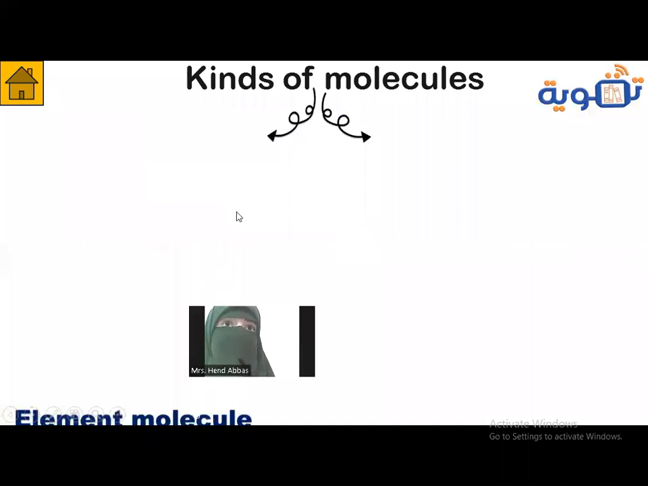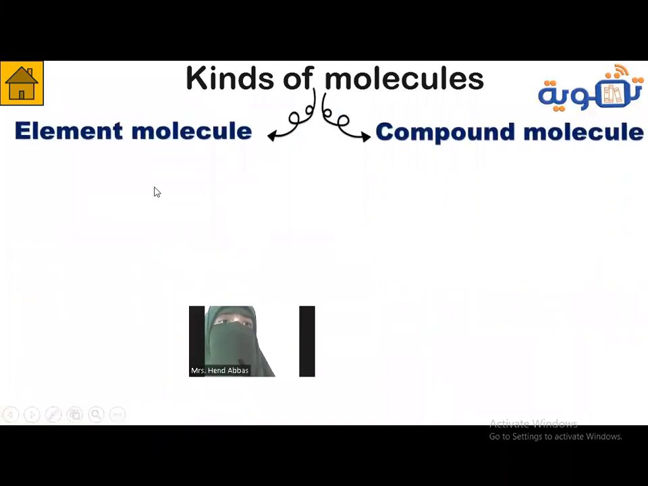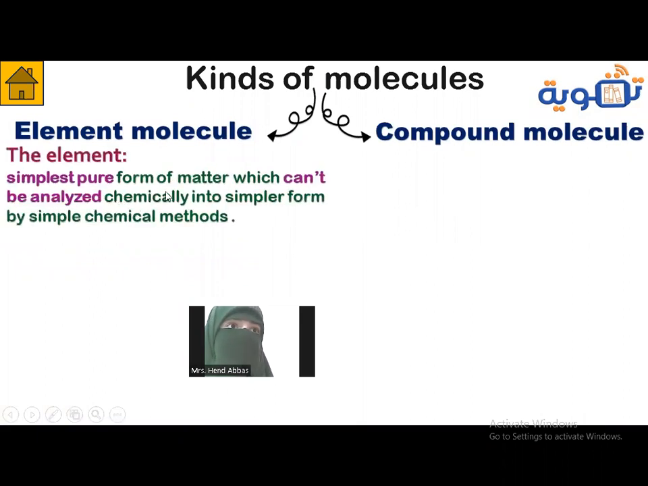We have two types of molecules, element molecule or compound molecule. Element molecule, what is an element first? It's the simplest pure form of matter, which can't be analyzed chemically into a simpler form by simple chemical methods. In the element molecule, we have two types, monoatomic or diatomic.